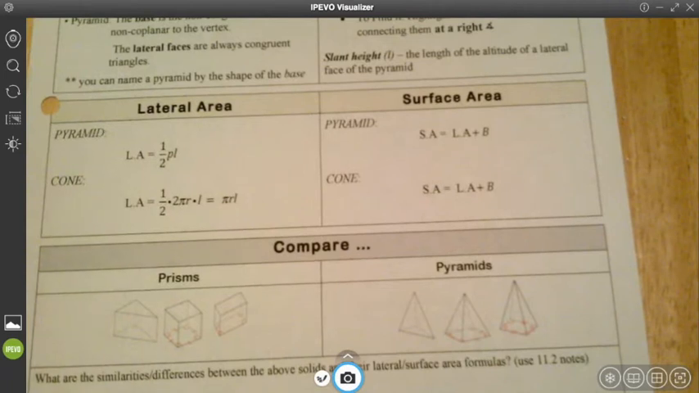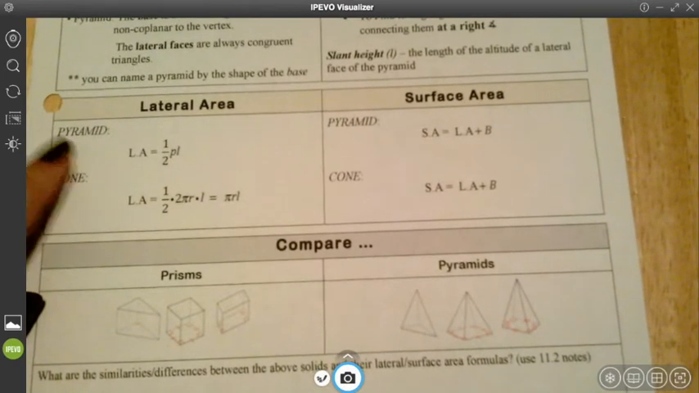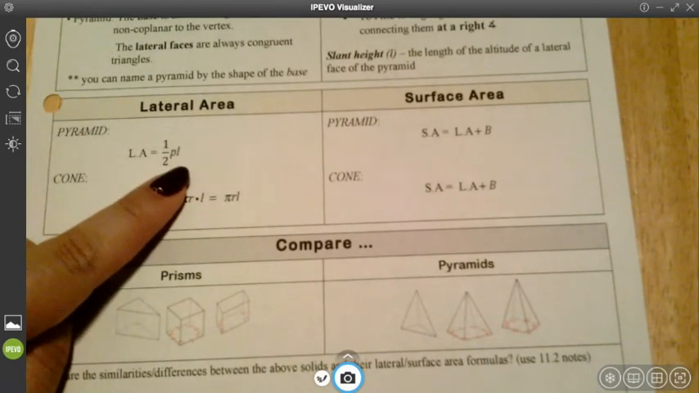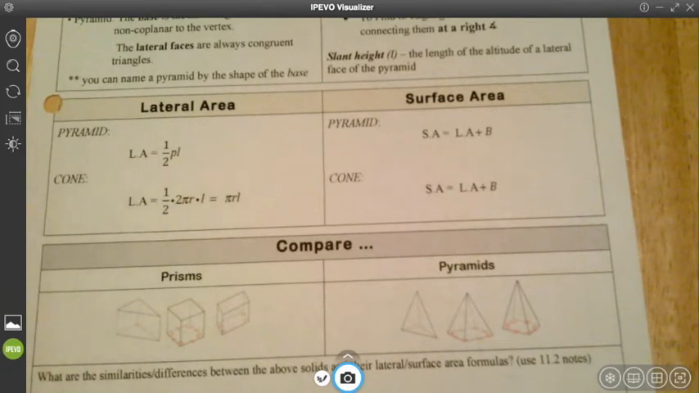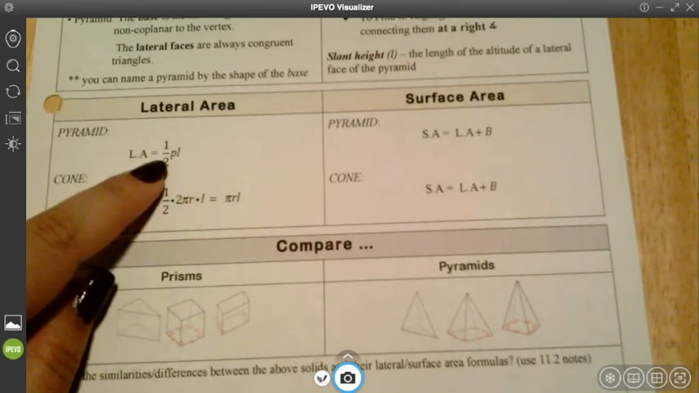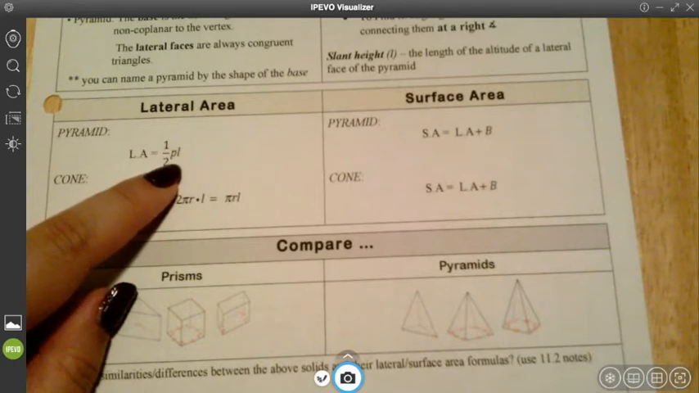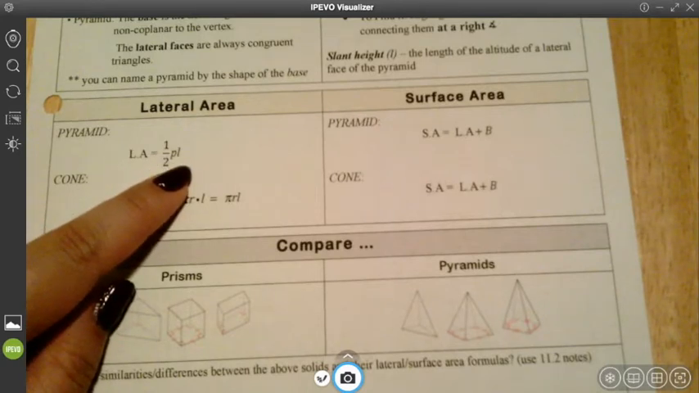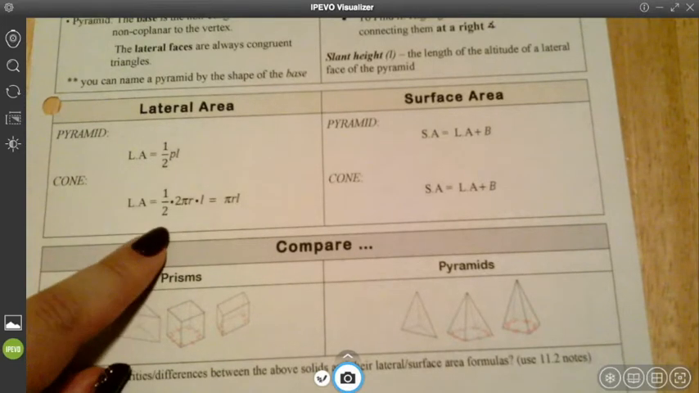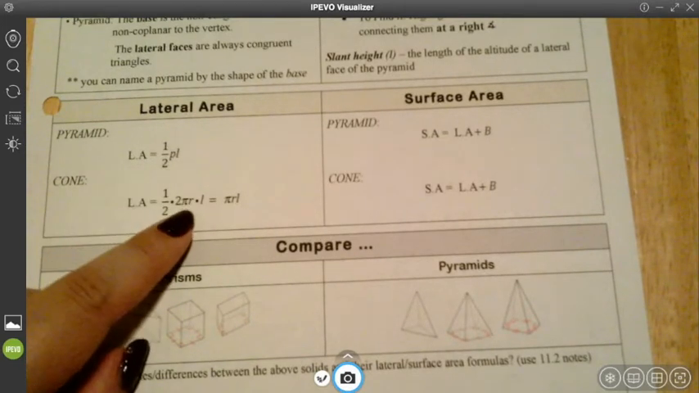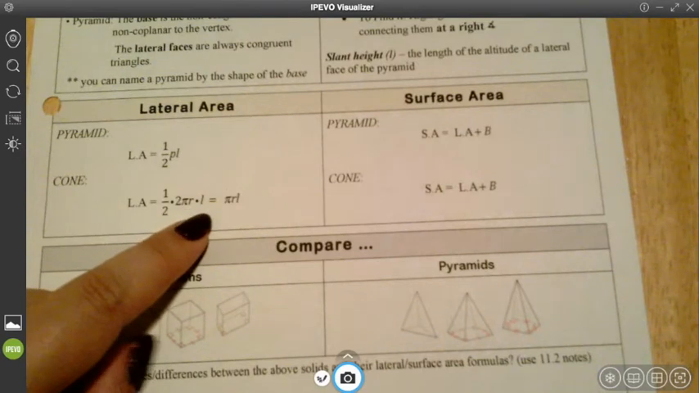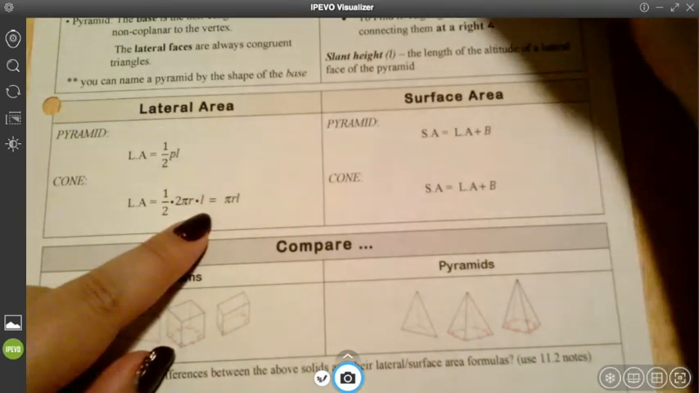Okay, so let's look at some formulas. For the lateral area for a pyramid, we have 1/2 pL. Now think about the sides are now made out of triangles instead of rectangles. That's where the 1/2 comes from. P is still for perimeter. L is the slant height, so it's the height of the triangle. For a cone, 1/2 times 2 pi r, which is the perimeter, times L, which is again the slant height.